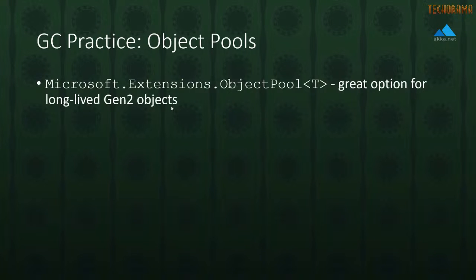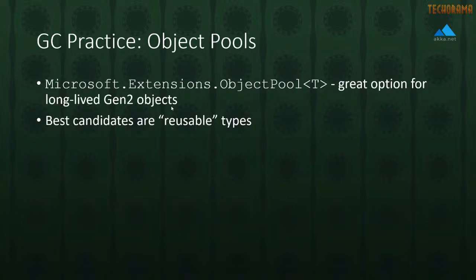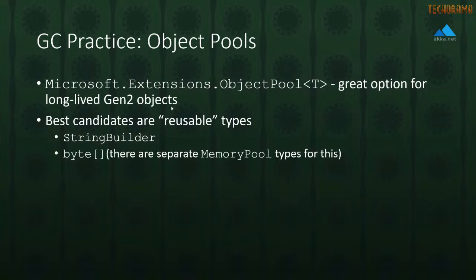So for instance, in Akka.NET, I think several releases ago, we started using the Microsoft.Extensions.ObjectPool type for being able to pool string builders inside our JSON serialization system. The best candidates for object pools are reusable types. String builders are a really good example of this. In areas like Roslyn, for instance, the .NET compiler, they use pooled string builders quite heavily. Other examples might be things like reusable stream types. But the other really common candidate for object pools are actually byte arrays.